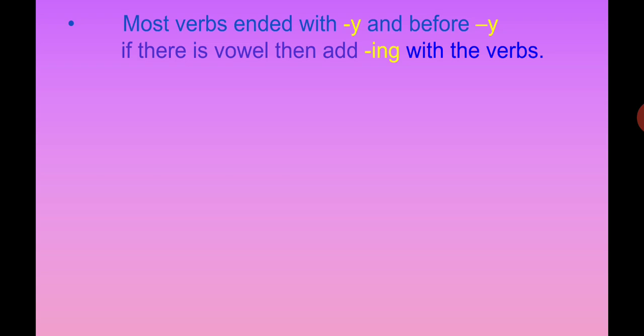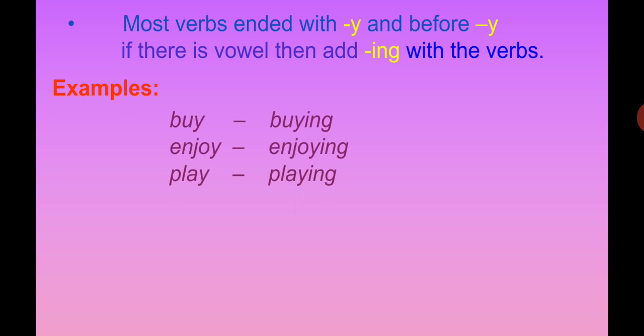If the verb ends with Y, some verbs that end with Y, right? Before Y, if there is a vowel, then what can we do? We add ing to make them in a present continuous form. Let's see the examples and understand. B-U-Y, buy. What is the last letter of the verb? Y. So if we want to make it in a present continuous form, what will we do? Simple as that, we add only ing with the verb.